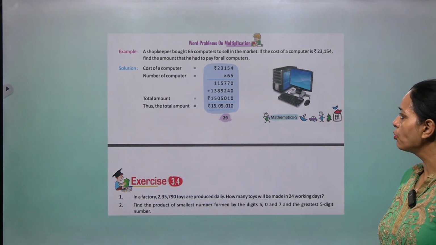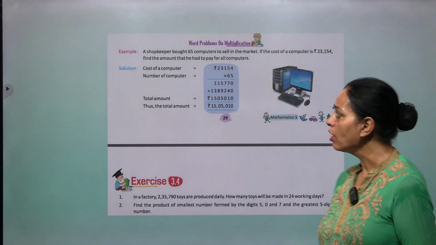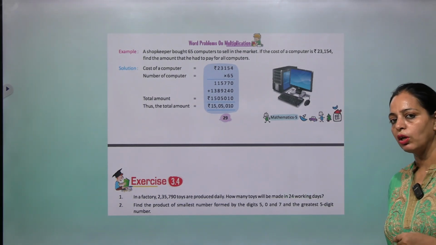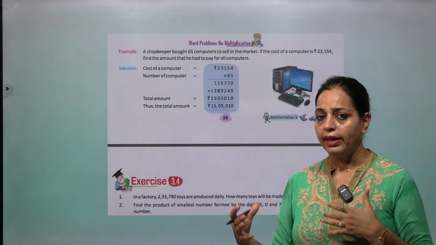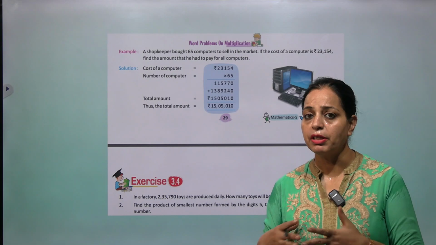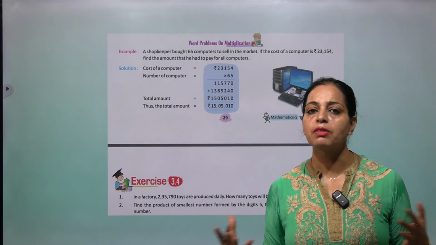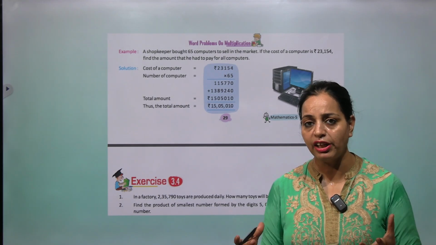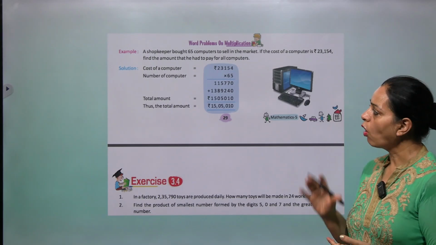If the cost of a computer is rupees 23,154, find the amount that he had to pay for all computers. Listen, he has to buy 65 computers. It means he has to pay more money, and more money means multiplication. जब भी हमें कुछ ज़्यादा चाहिए तो उसके लिए हम क्या करेंगे? Multiply. So you will write cost of a computer.